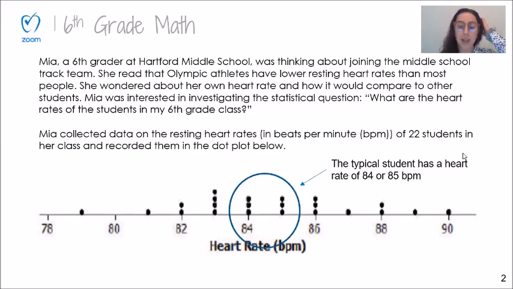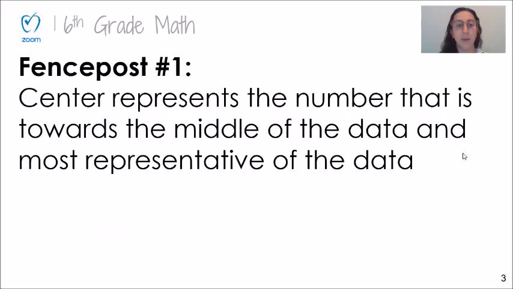Now, I circled that center area of my dot plot because that shows around the middle of where my data is. It's not an exact middle, but the typical student has a heart rate of 84 or 85 beats per minute because that lies in the center of my data. That brings us to our first fence post.